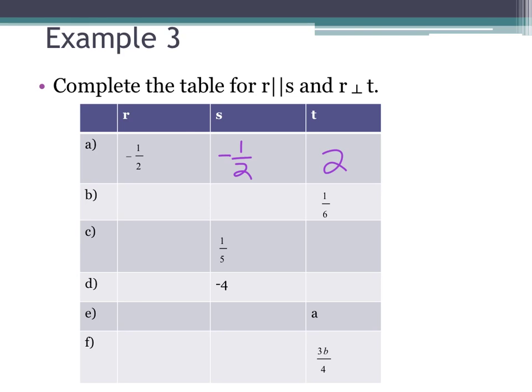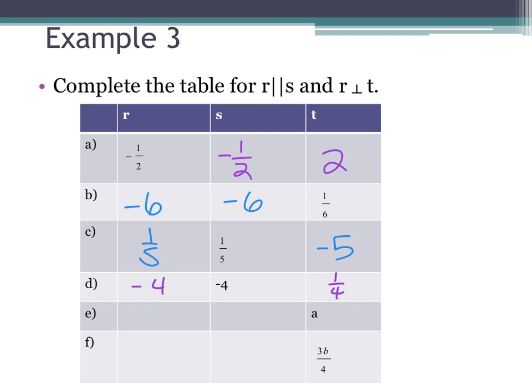Okay, so for B, it gave you T. So you're working backwards. If T is 1/6, then what are R and S? Negative 6. Okay, those should always be the same. C, they give you S, which means R is the same, right? 1/5. And T would be what? Negative 5. D, they give you S. R would be negative 4, and T 1/4.